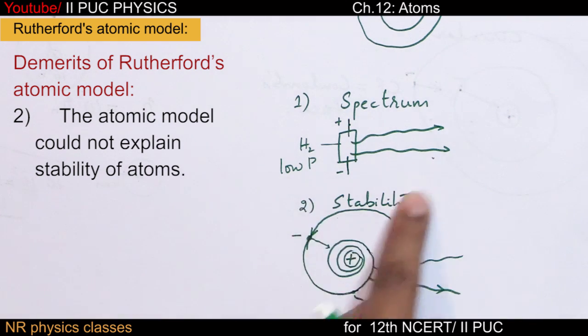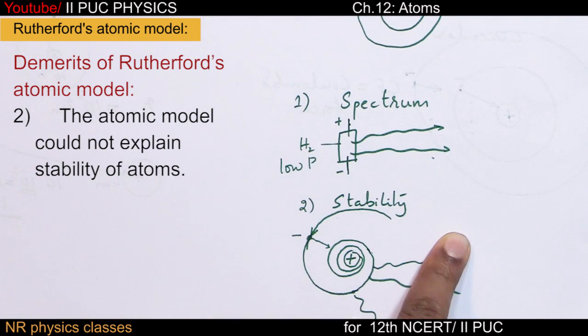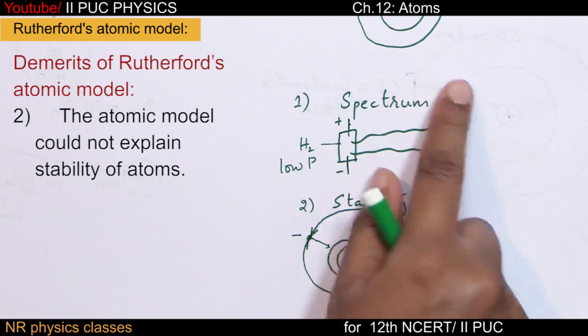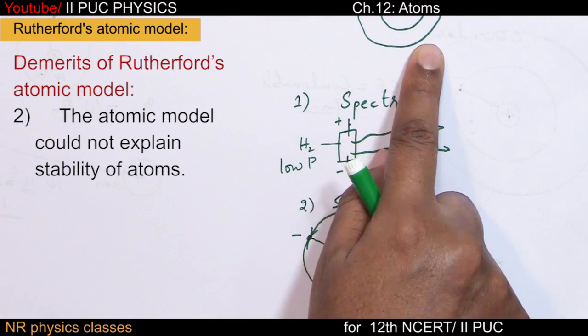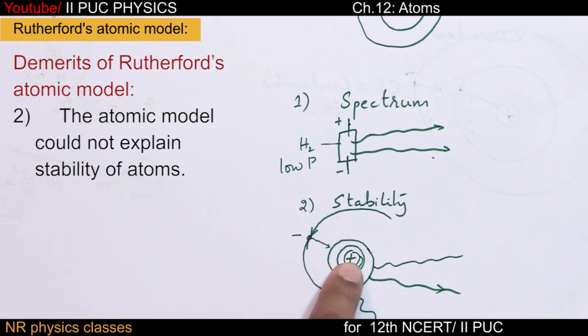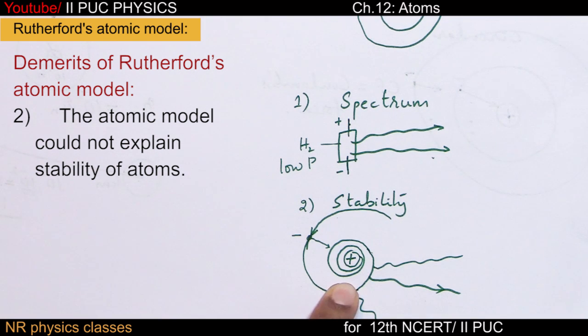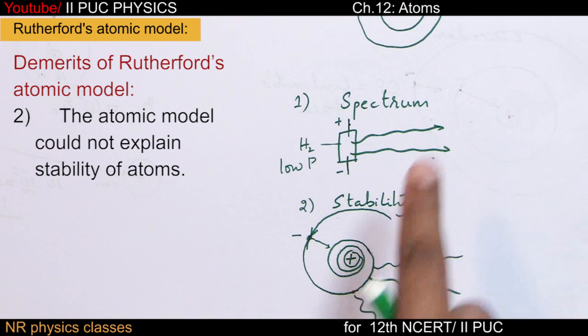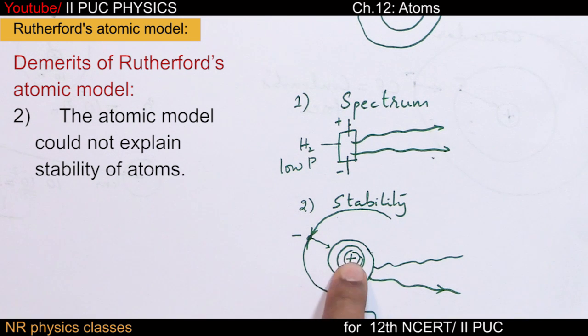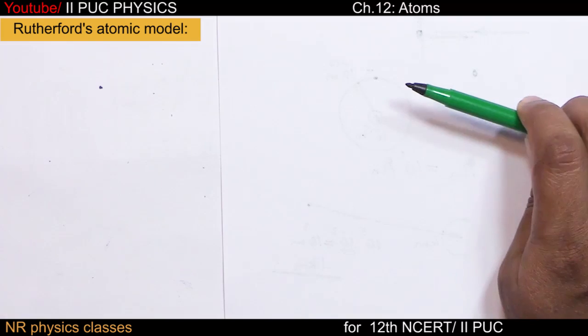Because whatever atoms we see here, they are all stable atoms. There is no point that these atoms should collapse. But the atomic model is telling that atoms will collapse. Atoms are not collapsing, therefore the atomic model is not complete. That is a demerit of Rutherford's atomic model. Now go through once.